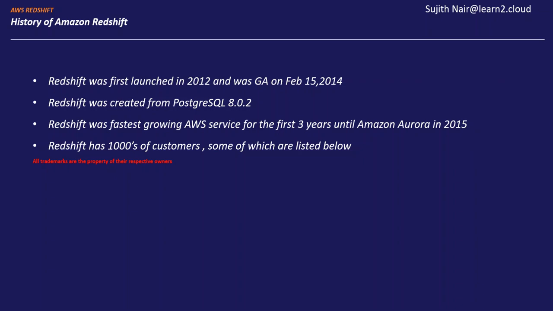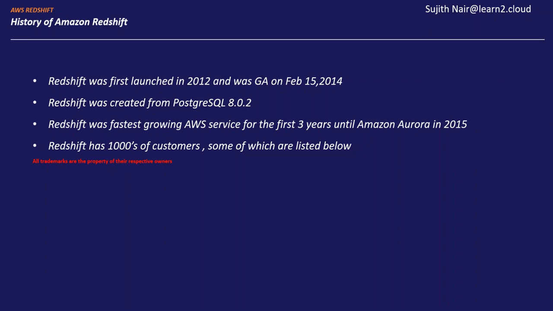Then Redshift was the fastest growing AWS service for the first 3 years until Amazon Aurora in 2015. So as you can see, Redshift grew very rapidly for its first 3 years when it was launched in 2012. And the reason that it grew so fast were all the reasons that we discussed earlier: low cost, fully managed, all great features being added really quickly. And the funny thing is that it was overtaken by Amazon Aurora, which is another database service.